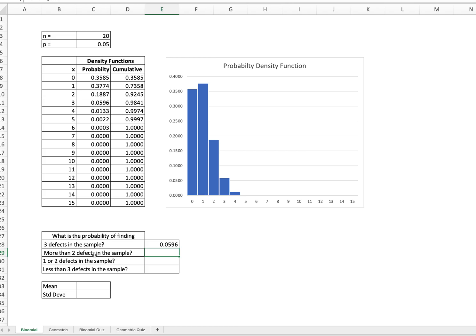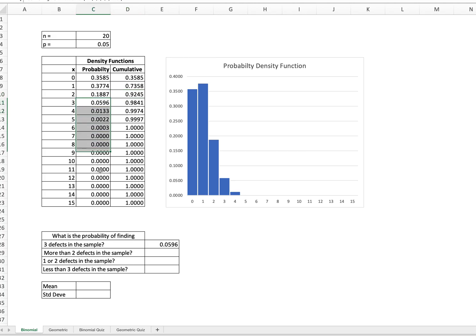What's the problem? How do I find more than 2 defects in the sample? Well, the cumulative distribution for 0 or less defects is just 0, so that's why the probability density function and the cumulative distribution function are the same, 35.85%. Then 1 or less, so I add these two, and I get 73.58. Here's the probability of getting 2 defects or less, 92.5, but I want more than 2.